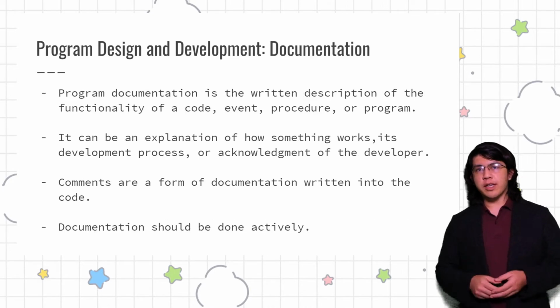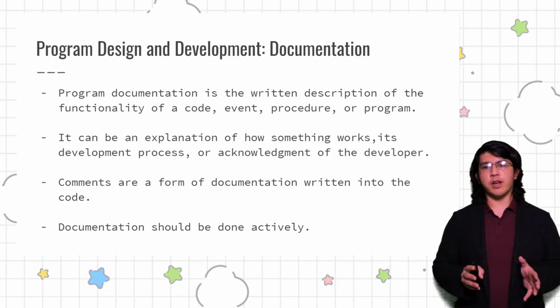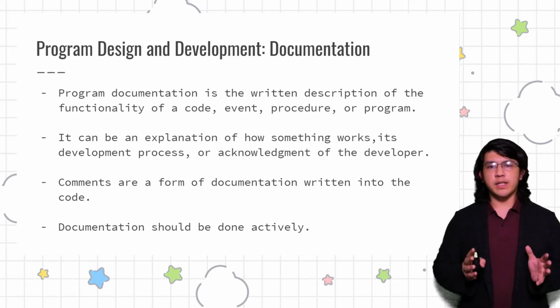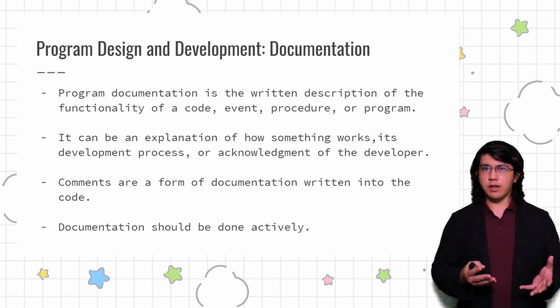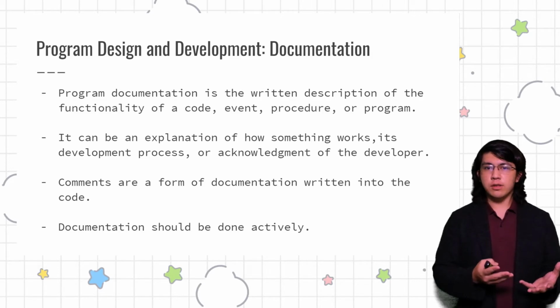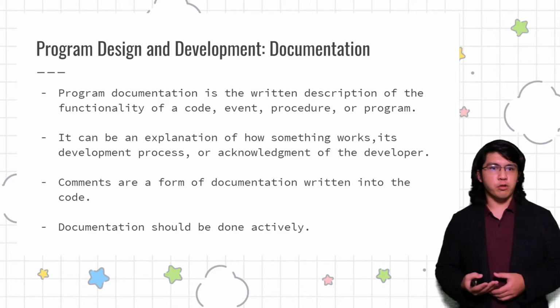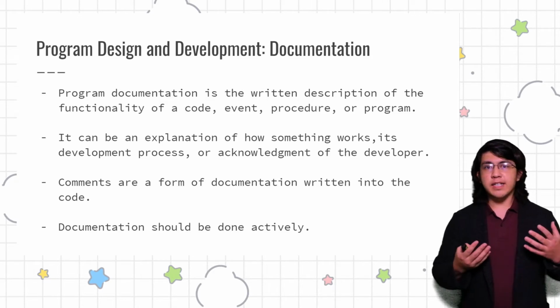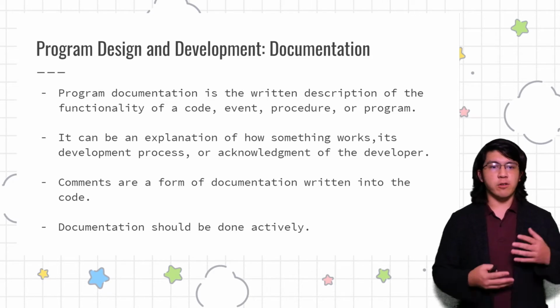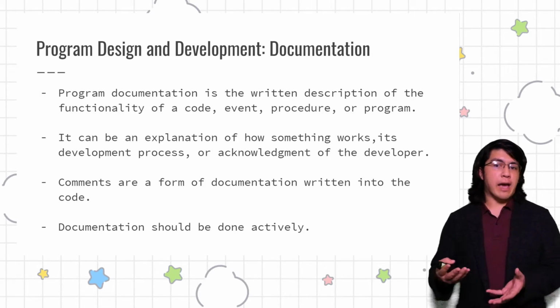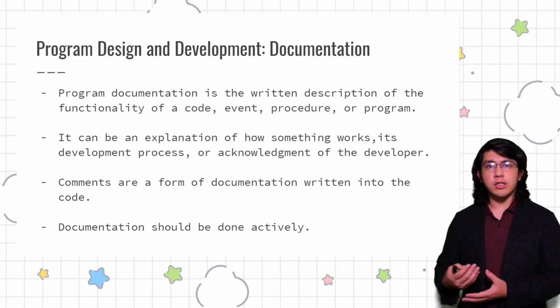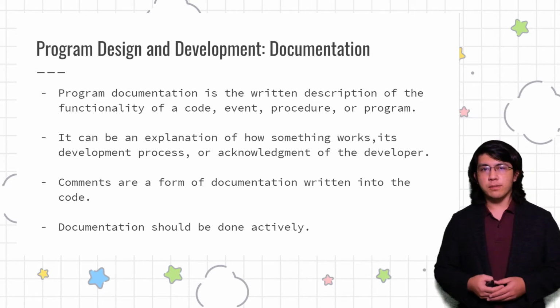The most important thing, though, is that as you write your program, you maintain documentation. Program documentation is just a written description of either the functionality of the code, or an event, a procedure, or program. Maybe it's explaining exactly how it works, maybe it's a general overview of what a certain function might do, or it could be how it was developed, or just an acknowledgement to the author of that segment of code.